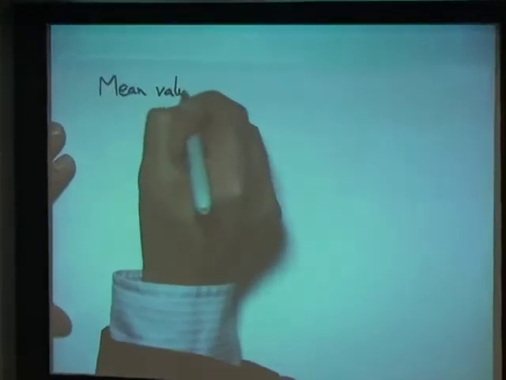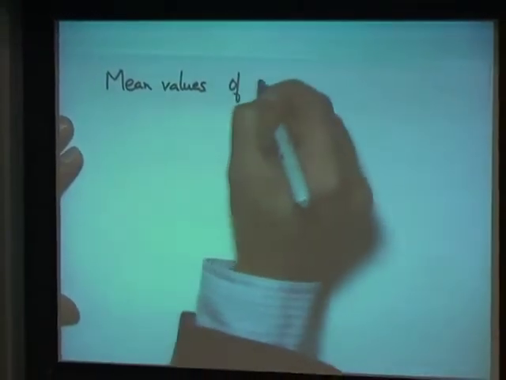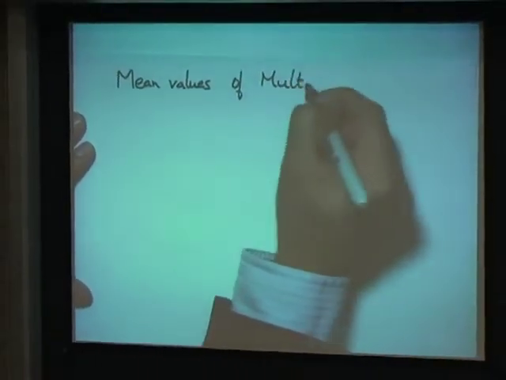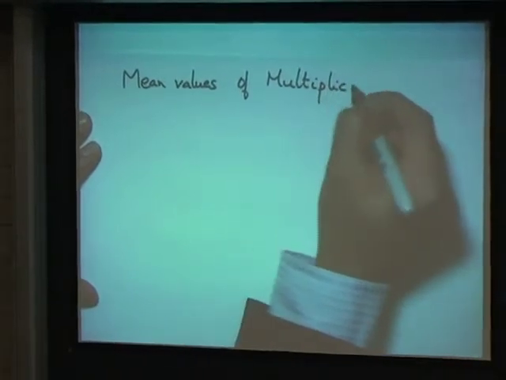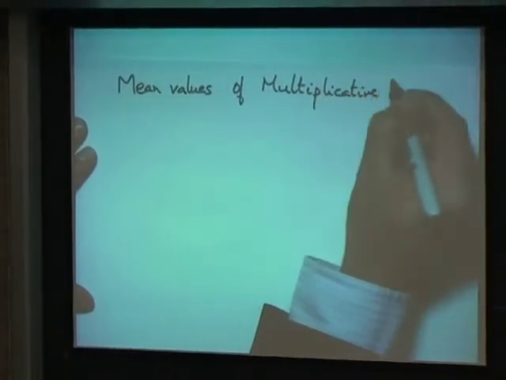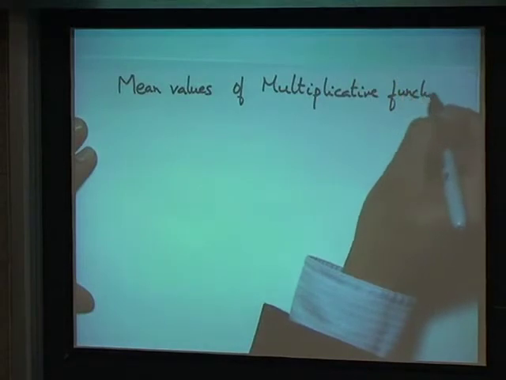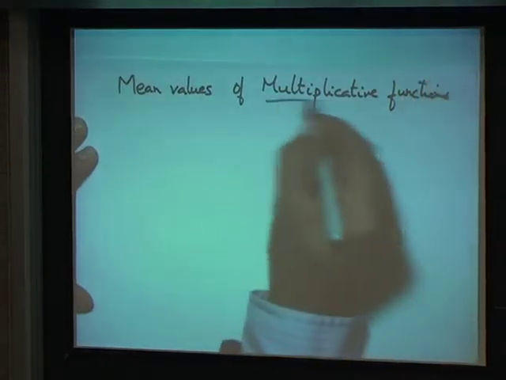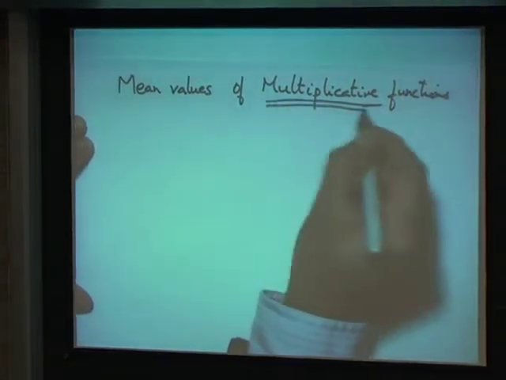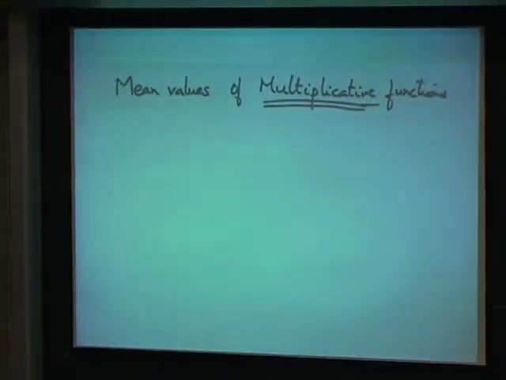I'm not going to give a lot of details, but I want to explain where the main input comes from, and it's from a very classical topic. It's about trying to understand mean values of multiplicative functions. And both results use very much the fact that the Hecke eigenvalues that we have are multiplicative.